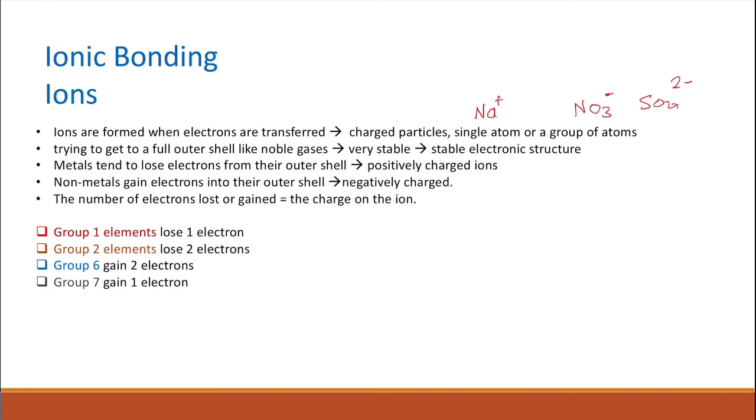ions. Group 6 elements can gain two electrons when they take part in ionic bonding, and they form 2- ions, negatively charged ions. And then group 7, which are the halogens, tend to only gain one electron to give you -1 ions.